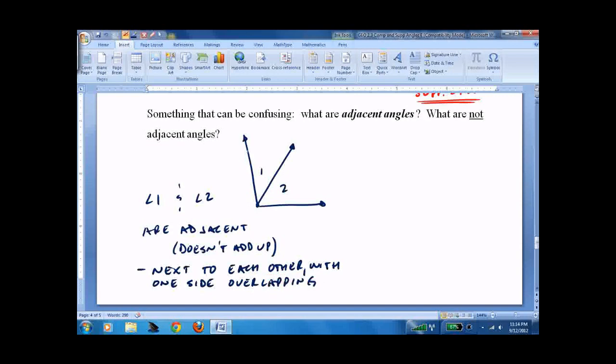In this case, that would be side OB. So OB overlaps. They have the same vertex. And they have the one side overlapping. What are not adjacent angles?